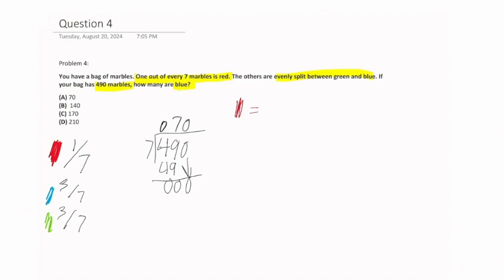Now we know that there's 490 total. So now we are going to subtract 70 from 490, which will give us a total of 420. So that is how many marbles are left over.